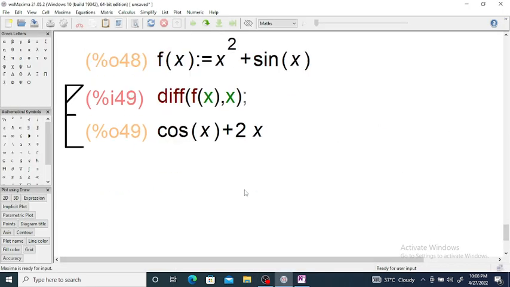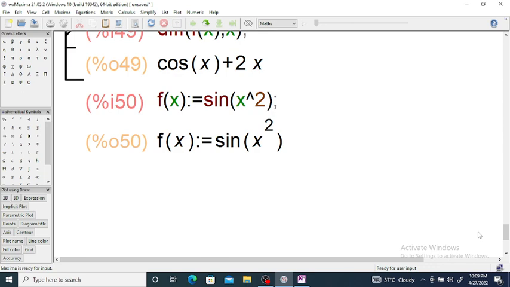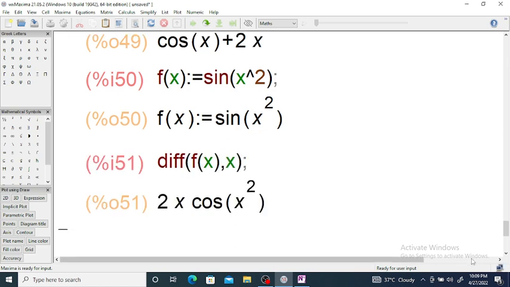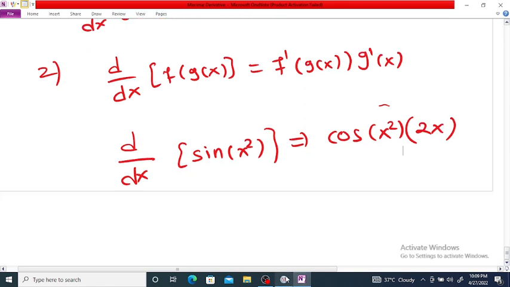So in Maxima you can also find a derivative of a composite function. Say f of x is equal to sine of x square, and the derivative of f of x, what is f of x here? Sine of x square, and in terms of variable x, it is equal to twice x into cos x square. So you can check here, twice x into cos x square.